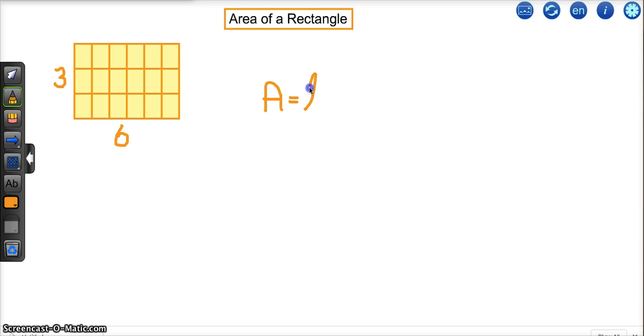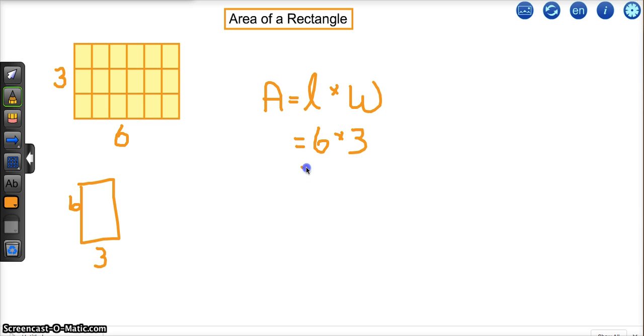is the length, and we use a lowercase l, times the width, and that's a lowercase w. Sometimes you might see a B for base and an H for height, and it doesn't matter which direction you put the rectangle in. If we rotated it and the rectangle was this way, with a 6 and a 3, this could then be our base and the height. So it doesn't matter which one's your length and your width. So we're going to go 6 times 3, and then we know 6 times 3 is 18.